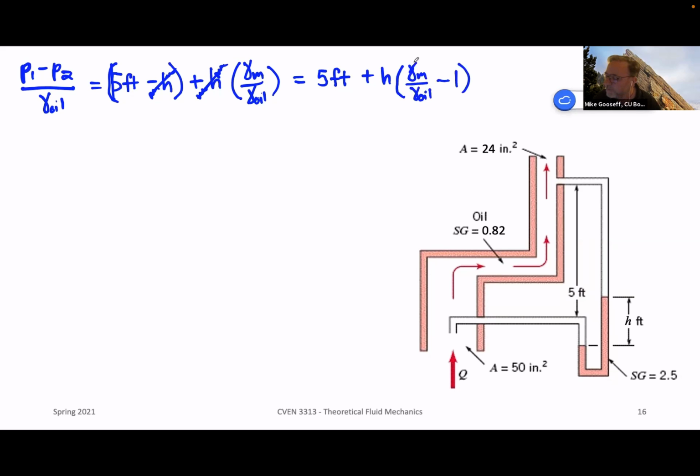Right there. Okay? So that made it a little simpler. Now, we don't care about those P's anymore. We have them in terms of h. So now we can go back to the Bernoulli equation and substitute in this term for that P1 minus P2 term that we had there, okay?